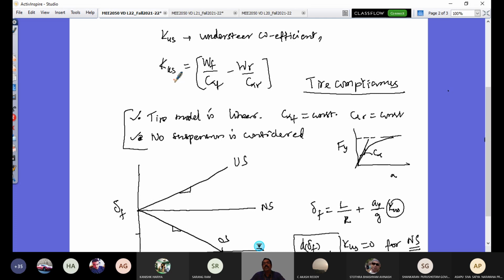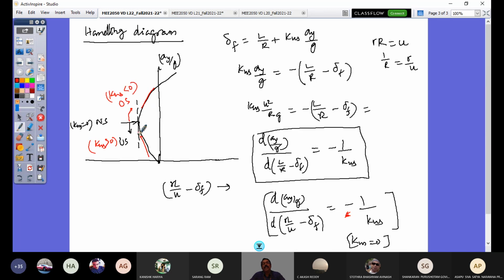There's something called roll steer effect, camber steer effect, or there are NVH aspects. There are bushes in the connections called compliance steers. These are all additional transient effects that would be participating in your vehicle, and that would create the variation of KUS, and that is what has been captured here.